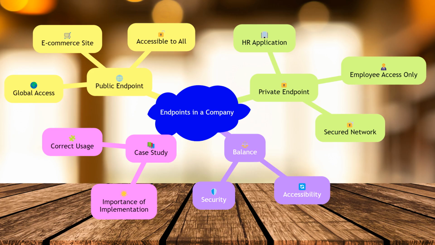Consider a company that runs both a public-facing e-commerce site and an internal HR application. The e-commerce site uses a public endpoint to allow customers worldwide to access the site, while the HR application uses a private endpoint to ensure that only employees within the corporate network can access it. By using the appropriate type of endpoint for each application, the company can balance accessibility and security effectively. This case study highlights the importance of understanding and correctly implementing public and private endpoints.